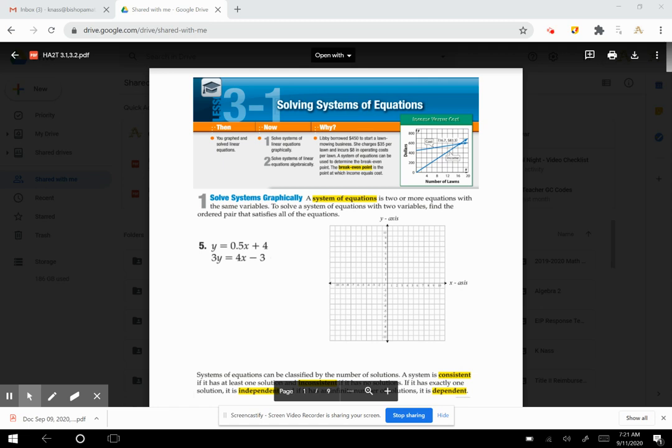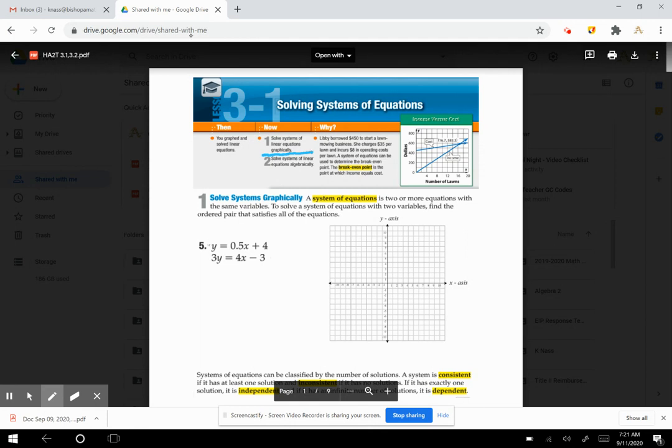Okay, 3.1 solving system of equations. We're going to learn this lesson how to solve a system of equations with just two equations, and we're going to learn how to solve them three different ways. One, we're going to learn how to solve by graphing, which is up here. And then we're also going to learn how to solve it by elimination or substitution method. So let's first start with graphing.